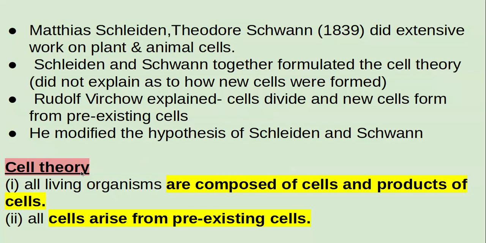So usually in some books they say the cell theory was given by Schleiden and Schwann, but please remember that these people formulated the theory. They could not explain how new cells were formed, and it was with Rudolf Virchow's help that they were able to explain. Or he modified their hypothesis and the cell theory came into being.